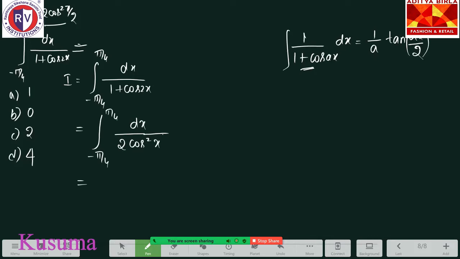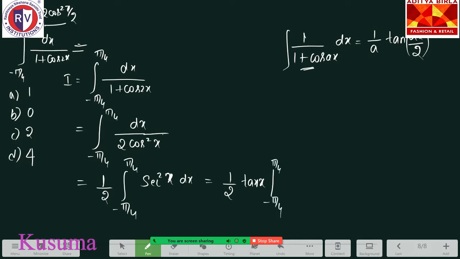Now 1 by 2 is a constant, let us take it outside. This will be the integral from minus pi by 4 to pi by 4 of secant square x into dx. And we know the integration of secant square x is tan x. And the limits are from minus pi by 4 to plus pi by 4. So this will be 1 by 2 into tan pi by 4 minus tan of minus pi by 4.